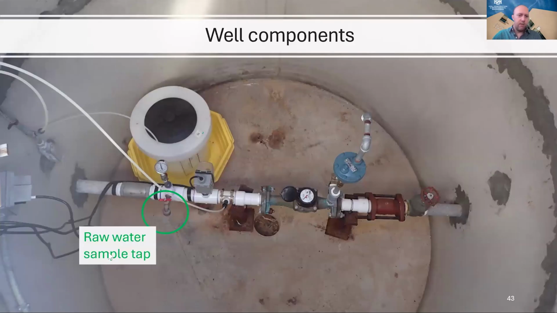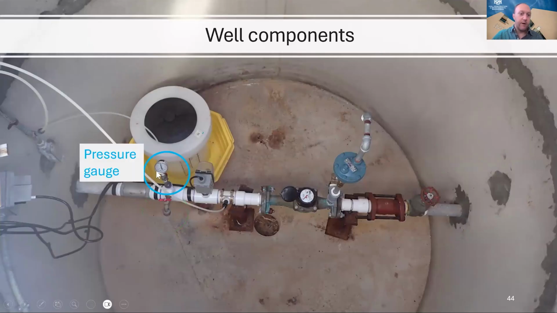Okay, there's also a raw water sample tap right here. We talked about this a bit earlier. Then there's a pressure gauge, which shows the pressure of the water as it's flowing through this pipe. And if this is connected to a tank, this pressure gauge can also give you some insight on the level of that tank, because water creates pressure, and this could tell you how much water you have in that tank.